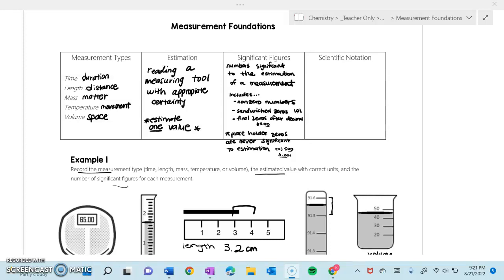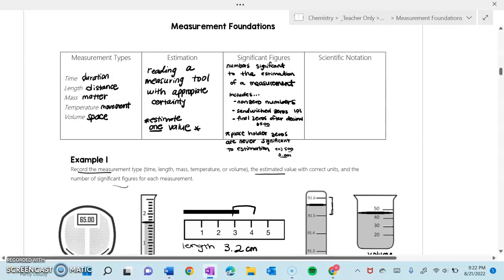All right, welcome to part 2 of Measurement Foundations. If you have not watched the first part, go back and watch part 1 of the notes where we talked about measurement types, estimation, and significant figures. In this video, we're going to recap sig figs and then hit scientific notation.